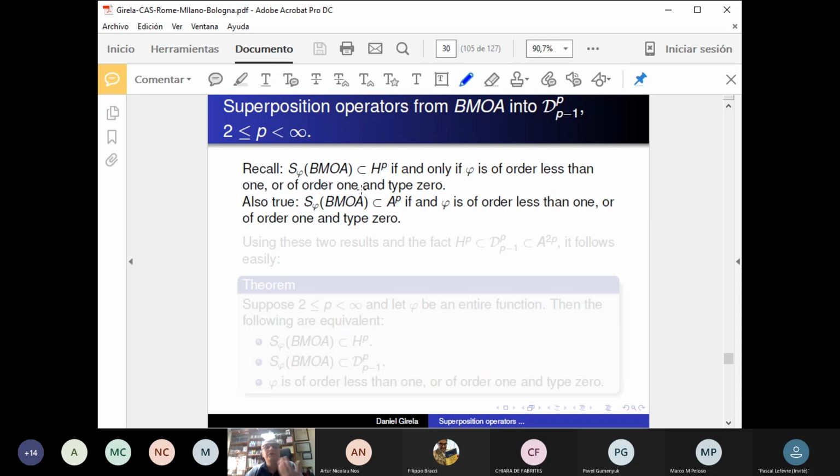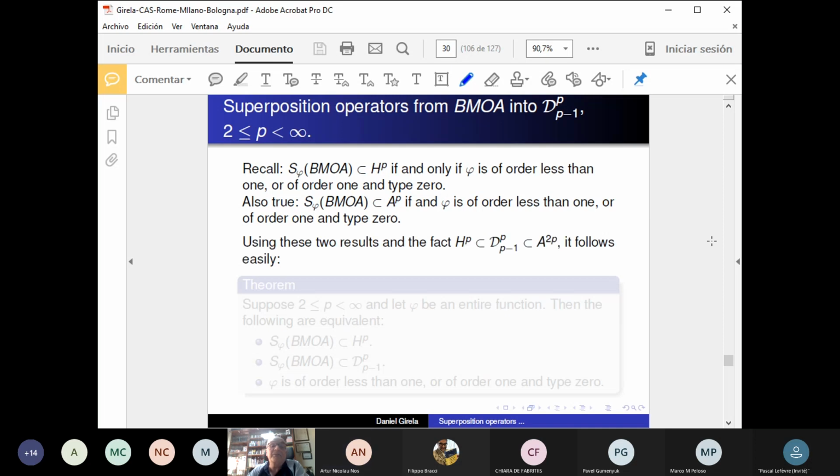The same technique exactly gives us the same result if we put here, instead of the Hardy space, the Bergman space. So if we have a superposition operator from BMO into A^p, this is equivalent to saying that phi is of this order and this type. And then what happens?